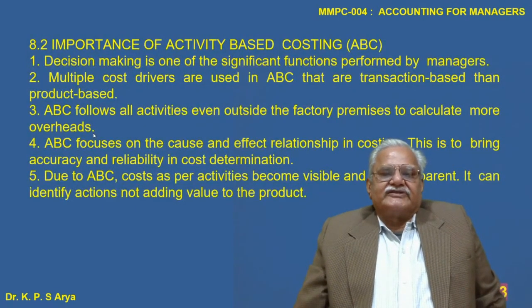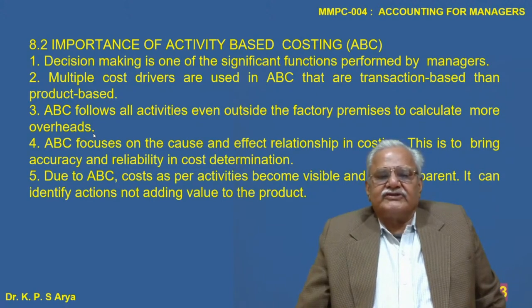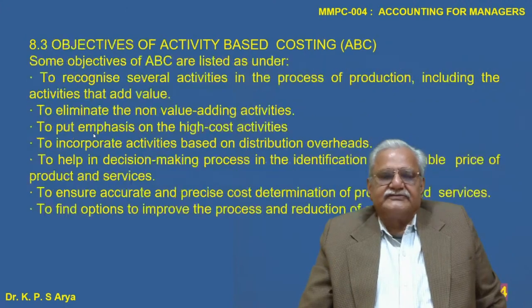Importance of activity-based costing. One, decision making is one of the significant functions performed by managers. Multiple cost drivers are used in ABC that are transaction based rather than product based. ABC follows all activities, even outside the factory premises, to calculate more overheads. ABC focuses on the cause and effect relationship in costing. This is to bring accuracy and reliability in cost determination. Due to ABC, cost as per activities becomes visible and more apparent. It can identify actions not adding value to products.